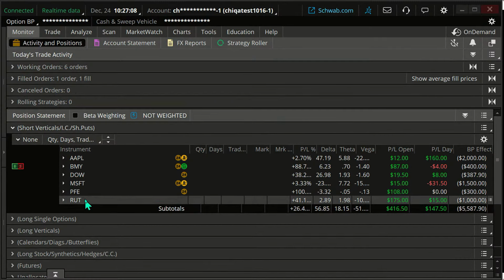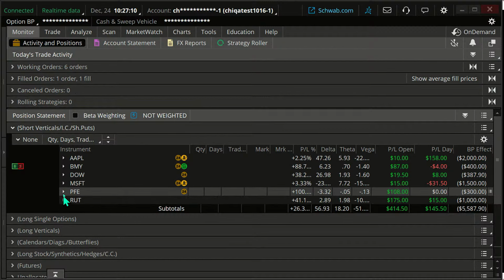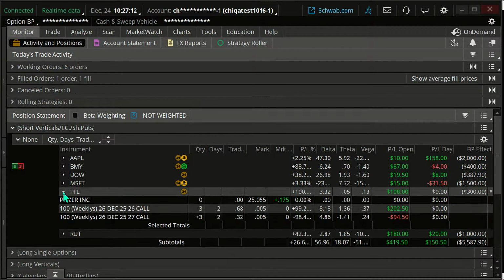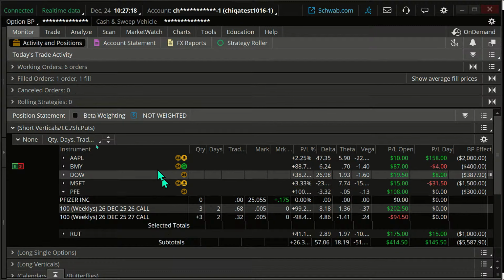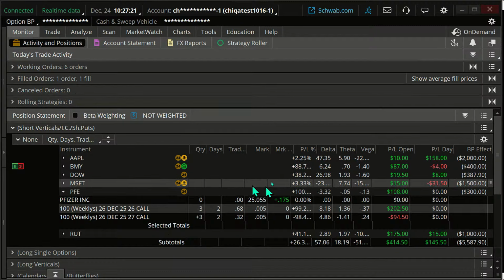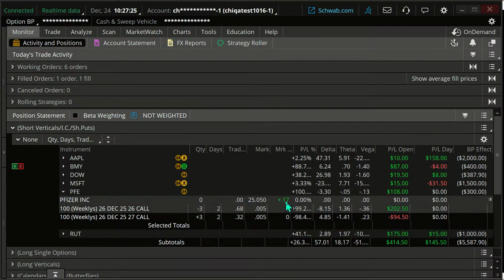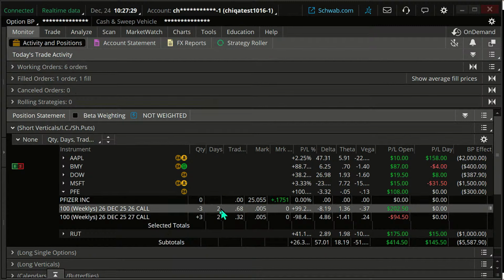Let's move forward. Let's look at another one. And again, I'm trying to just use example trades illustrating different things. Pfizer, how are we doing? We're doing okay on it. We've made basically all we can make on it. And there's only 2 days to go till expiration, okay?